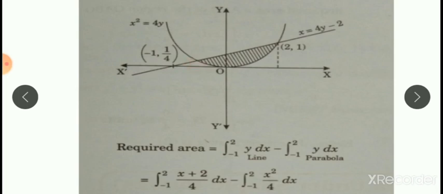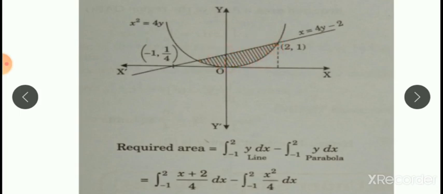We have two intersection points. This is the first intersection point. This is the second one. Already we have calculated. This is minus 1 and 1 upon 4. This is 2, 1. Here you can see that this is our required area.